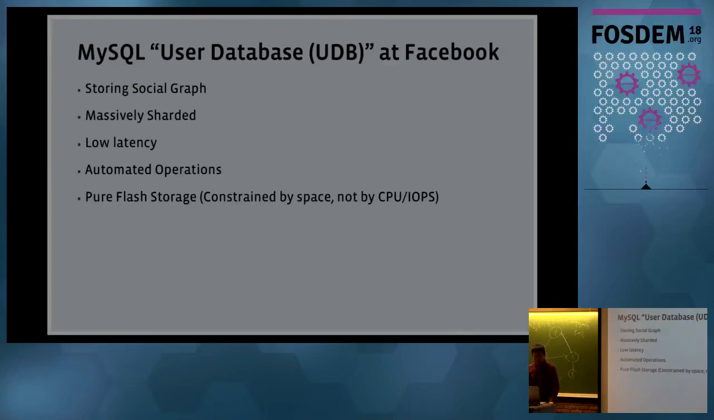We use pure flash storage, PCI Express flash drives. Apparently hard disk is too slow for serving users running on UDB, so we replaced it with pure flash years ago. Pure flash is fast, but it's still pretty expensive, especially server grade SSD. And we are pretty much constrained by space, not by CPU and IOPS. So saving space was pretty important for us.